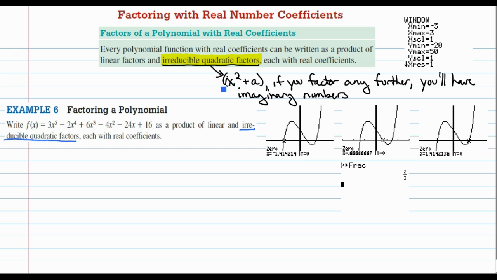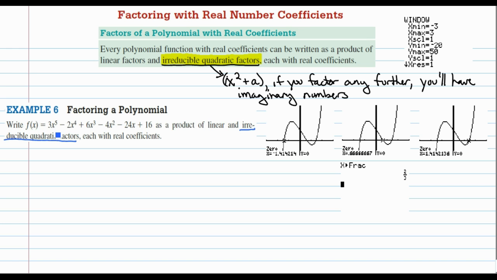Basically, it would be x squared plus a number. If you factor that any further, you'll have imaginary numbers. So we don't want any i's in there, which will cause us to have some x squareds. Not all of our factors will be linear.